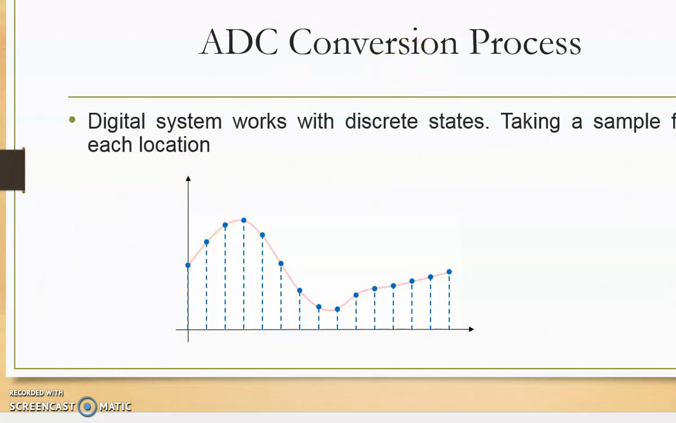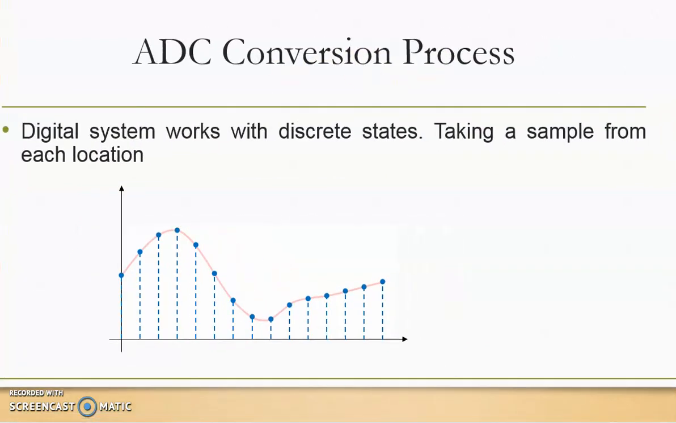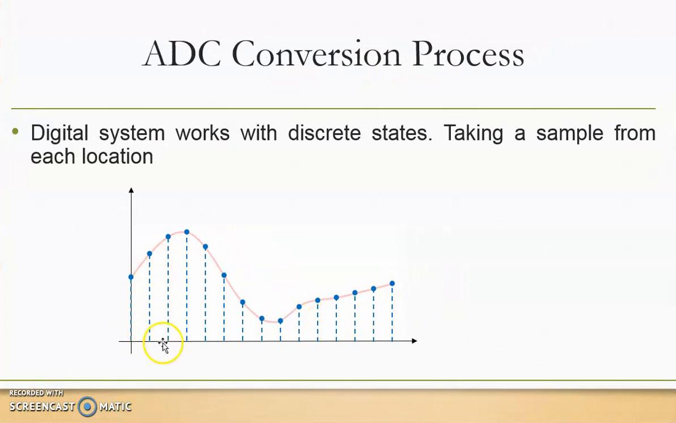After the conversion, the signal in the form of discrete or digital will look like this format. The digital system works with discrete states. You can see that at that particular time it will accept the data and show the data, taking samples from each location. So the data will be represented point to point in the form of binary, and it will not be continuous.